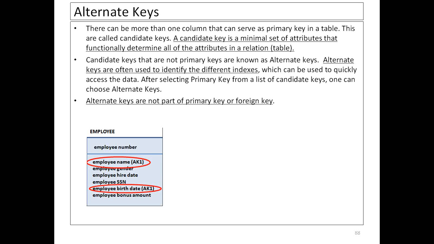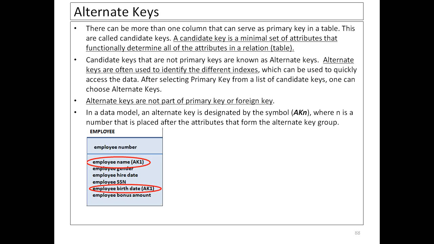Alternate keys are not part of the primary key or foreign key, and in a data model, an alternate key is designated by AK of n, that is, A stands for alternate key, while n stands for the alternate key group number. A particular attribute can be a part of two groups. For example, here employee name and employee birthday together form an alternate key. So we have AK1 and AK1.